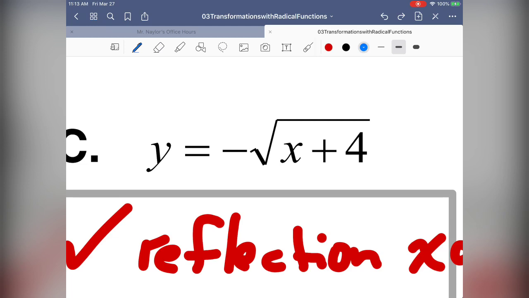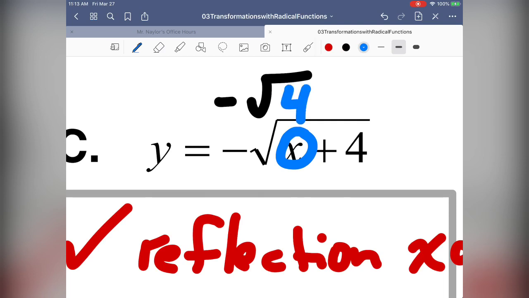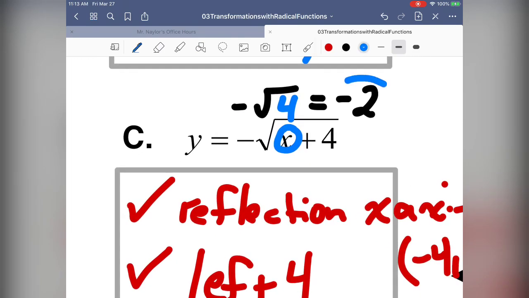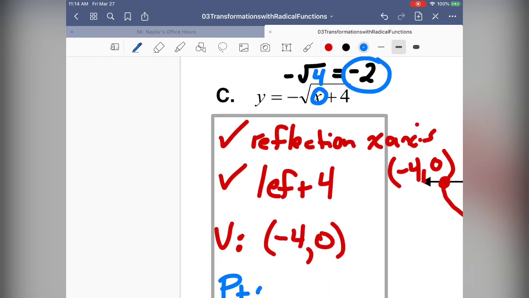But if you plug in 0, now that's going to give us the square root of 4. And basically, the square root of 4 is a nice number. It's a perfect number. It's something that is easy to compute. Of course, it comes out to be 2, but with the negative sign, we get -2. So we plugged in 0, we got -2.